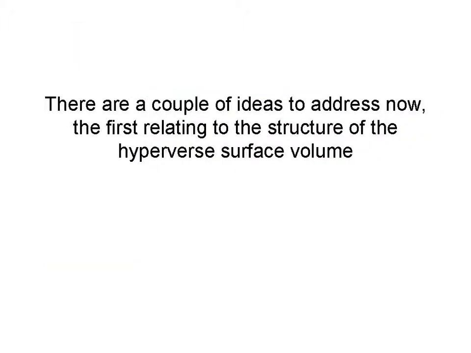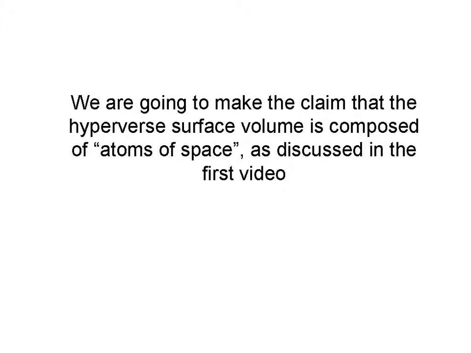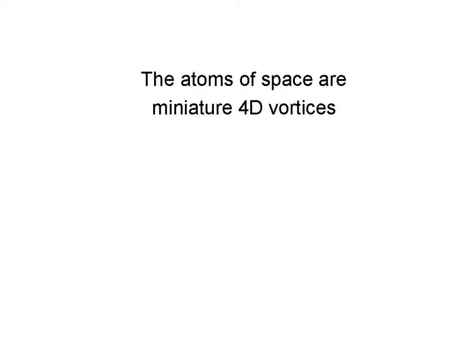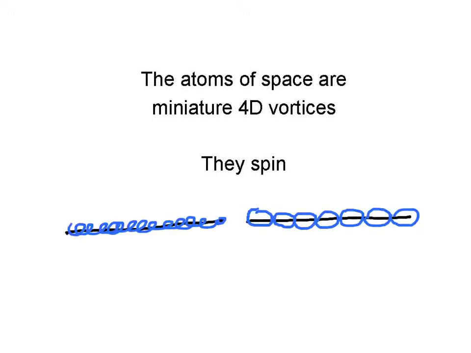There are a couple of ideas to address now, the first relating to the structure of the hyperverse surface volume. We are going to make the claim that the hyperverse surface volume is composed of atoms of space as discussed in the first video, the one on the Hubble constant. The atoms of space are miniature 4D vortices, and they spin. The surface volume, which we have been representing as a squiggly line, might be better represented as a series of atoms of space as such, but we're going to keep doing it this way.